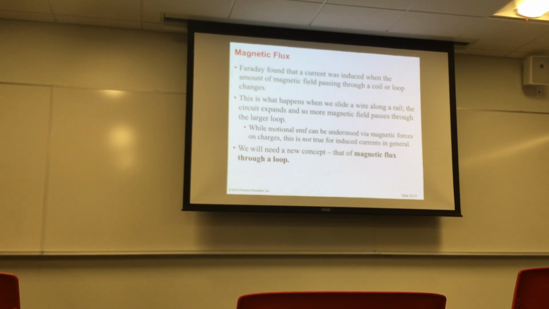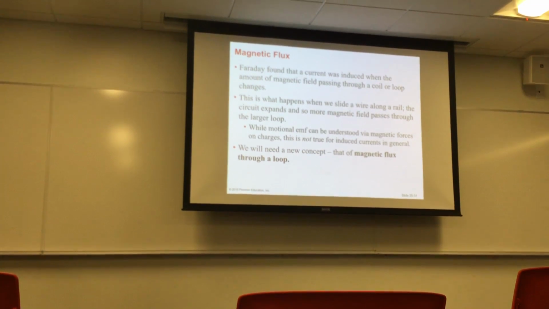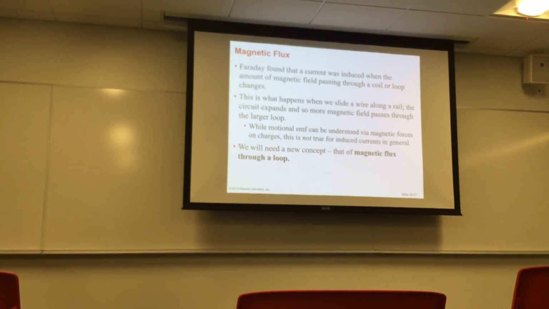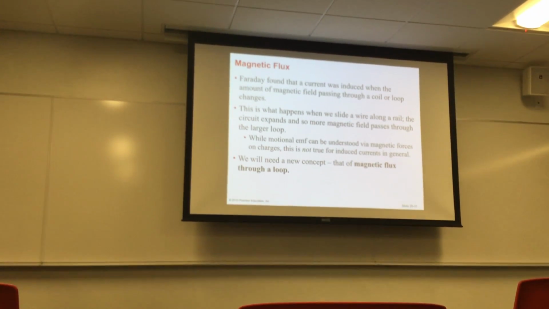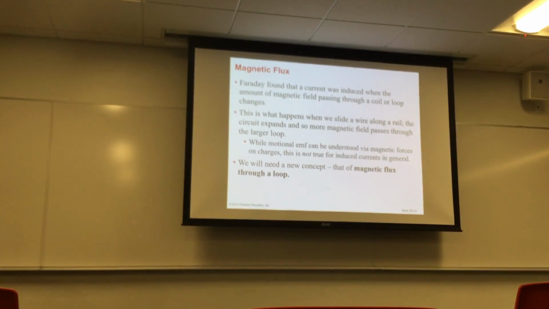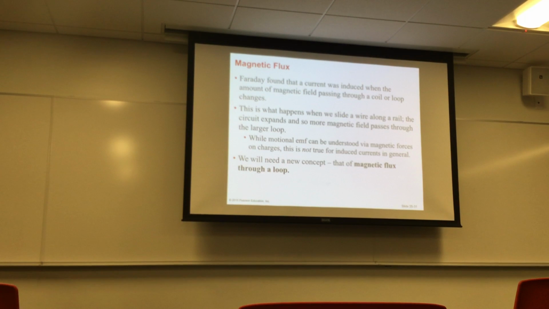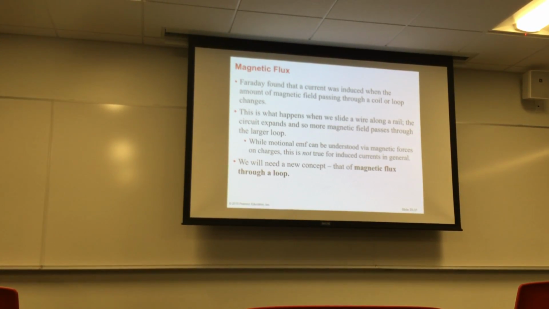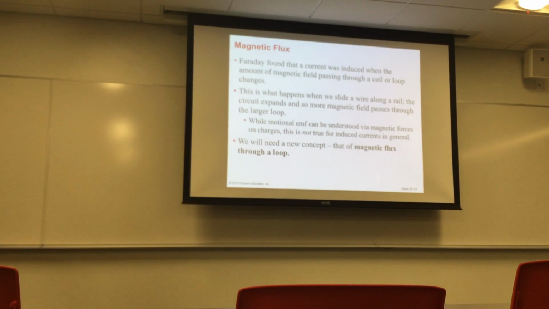Faraday found that a current was induced when a magnetic field is passing through a coil or a loop, but not just that it passes through, that it's changing as it passes through that coil, right? If the magnetic field was fixed, nothing was happening. But when I move that coil in and out of a magnetic field, or I move the magnetic field in and out of that coil, it's the same situation. Then suddenly there seemed to be a current passing through it, okay?